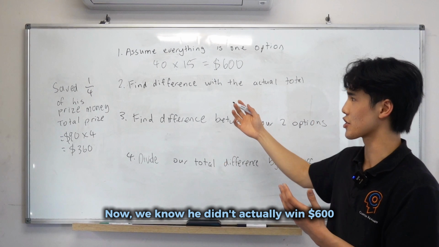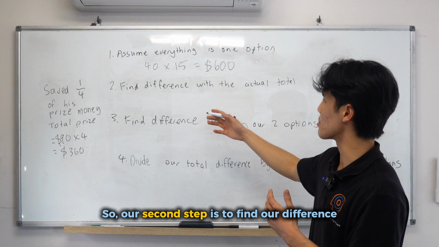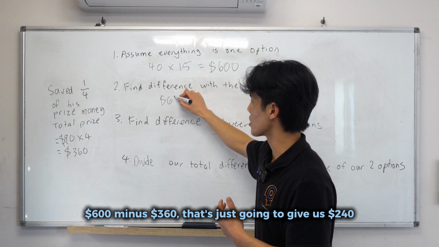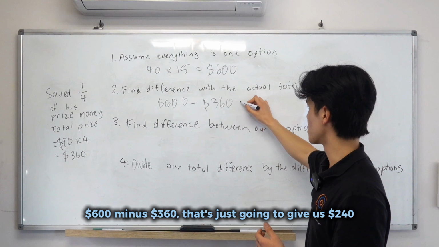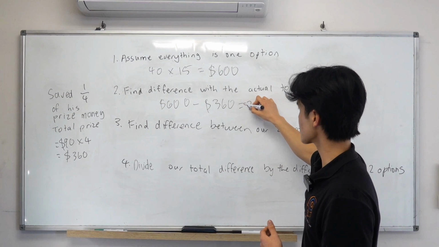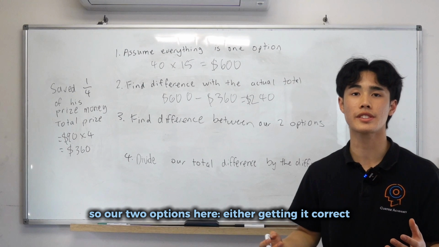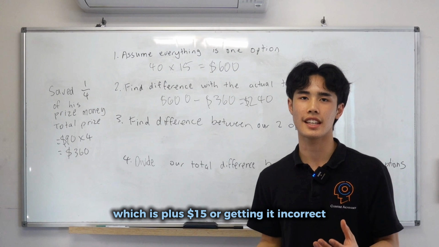Now, we know he didn't actually win $600. He won 360, right? So our second step is to find our difference with the actual total. So $600 minus 360, that's just going to give us $240. Now, we need to find the difference between our 2 options. So our 2 options here is either getting it correct, which is plus $15, or getting it incorrect, which is minus 5.